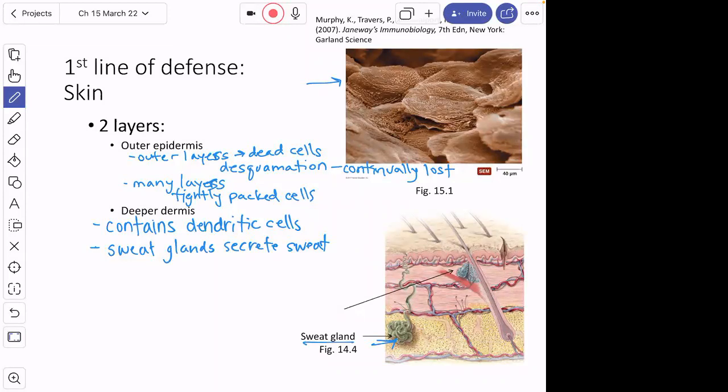Sweat is salty. So we know that microbes don't often survive very well in salty environments because they dehydrate, okay, hypertonic medium.